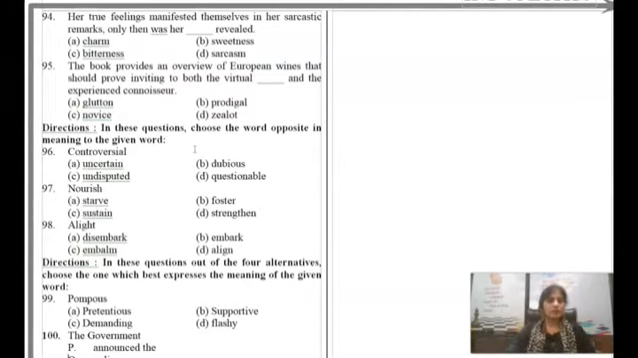It says the true feeling manifested themselves is her sarcastic reminder. Only then was her dash revealed. Right. So again, I would like to give you one more shortcut over here, dear students. One of the shortcuts I have given you is regarding structure elimination. Always take care about the structure elimination, that according to the structure of a sentence, put a fill up over there.